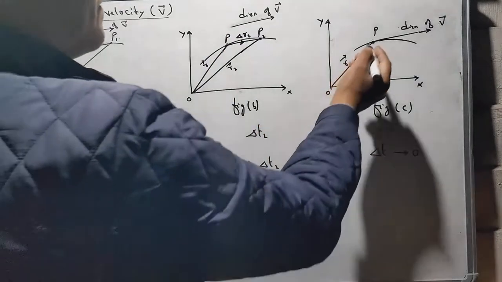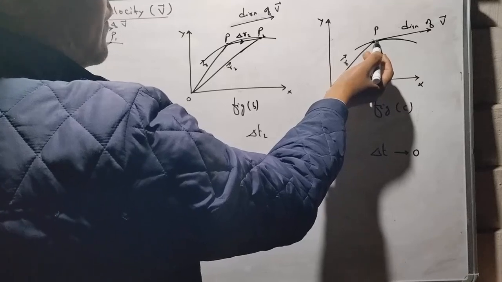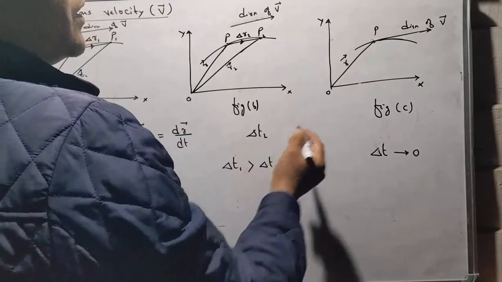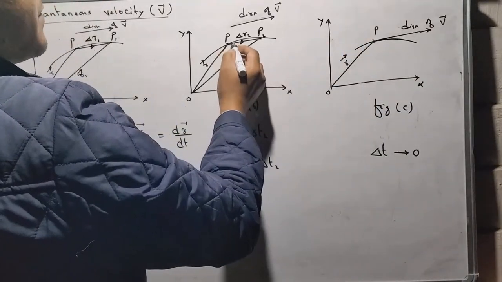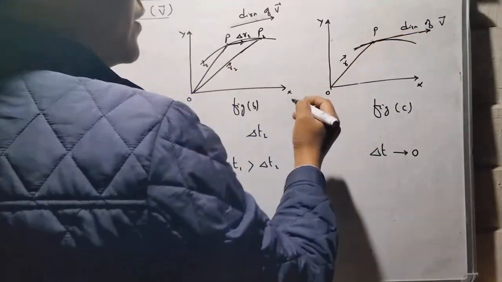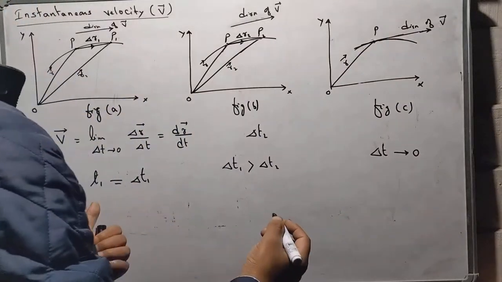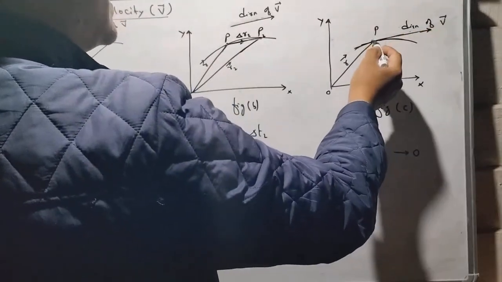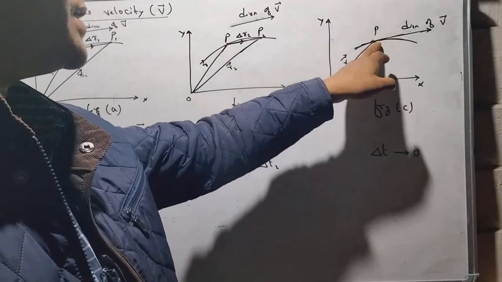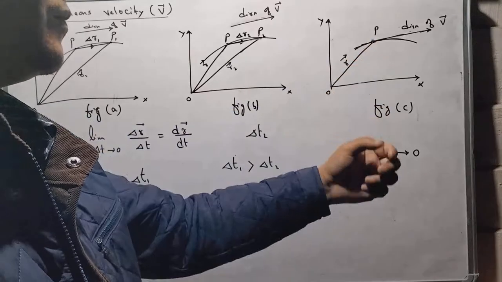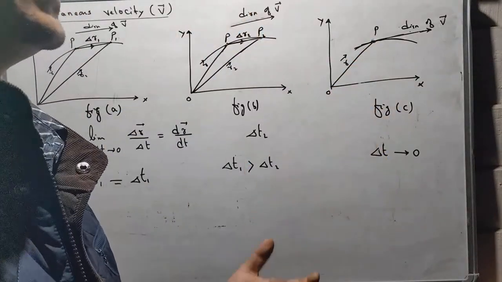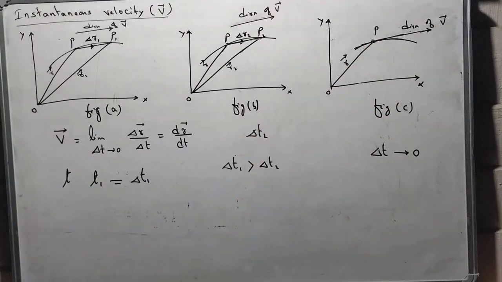So in that case, if this is my initial point, then my final point also will be almost here. So at this point, this displacement line becomes like a tangent in this way. So this tangent now represents what? The direction of the velocity at this point. This direction of velocity at this point is not the direction of the average velocity, but it represents the direction of the instantaneous velocity.